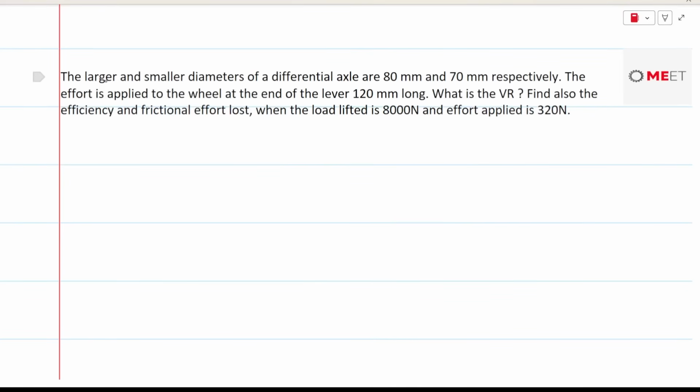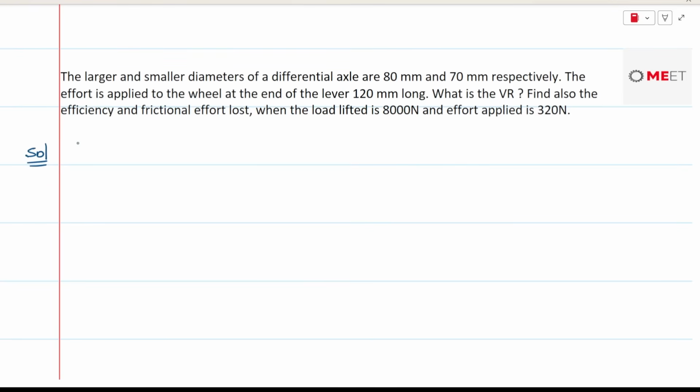The question says the larger and smaller diameters of the differential axle are 80 mm and 70 mm. The effort is applied to the wheel at the end of the lever, whose length is 120 mm. What is the velocity ratio?